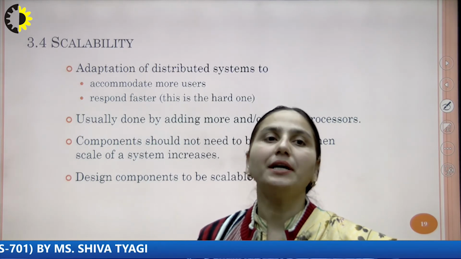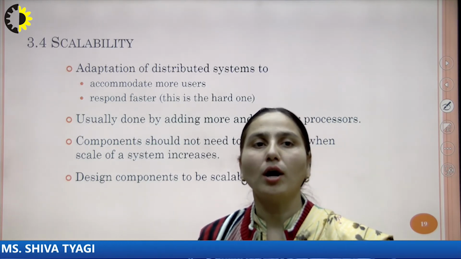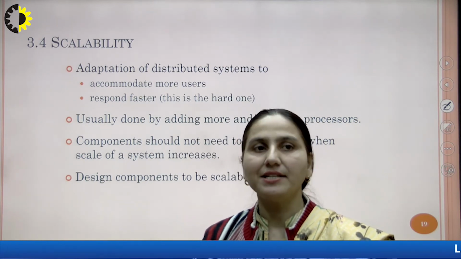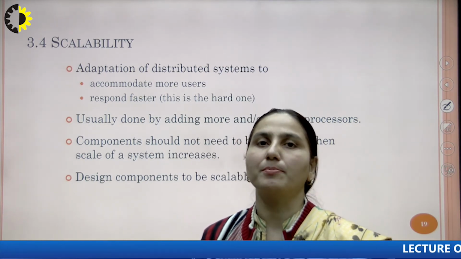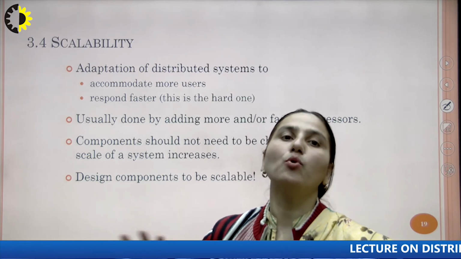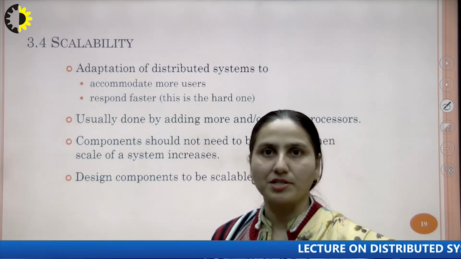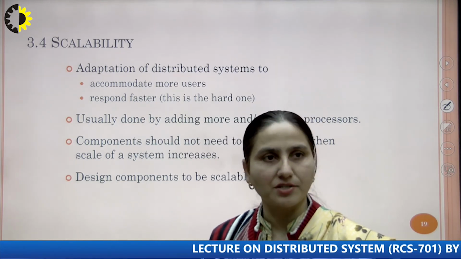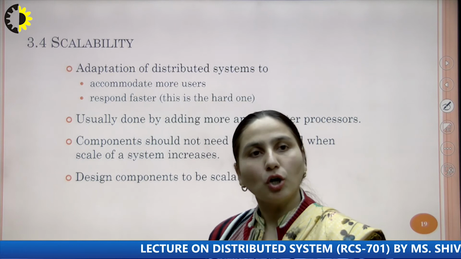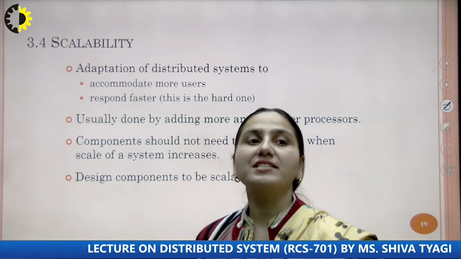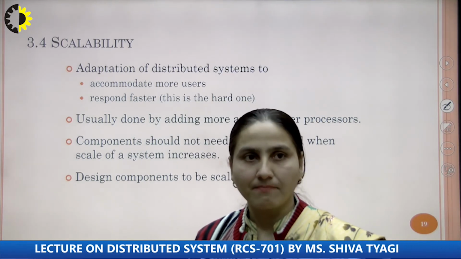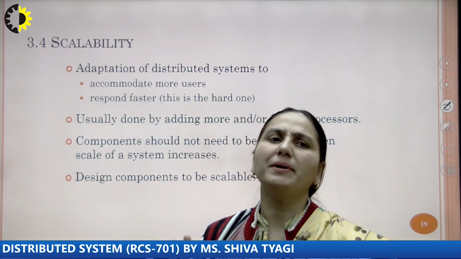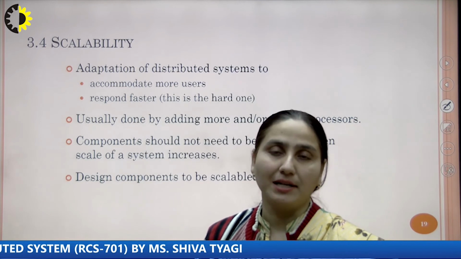Now, it is usually done by adding more, faster processors. That means we are supposed to add more good, fast processors. If you have fast processors, definitely it is going to run fast, it is going to respond fast. Then components should not need to be changed when the scale of the system increases. See, when we have a big system, components should not need to change when we are talking in terms of scalability.